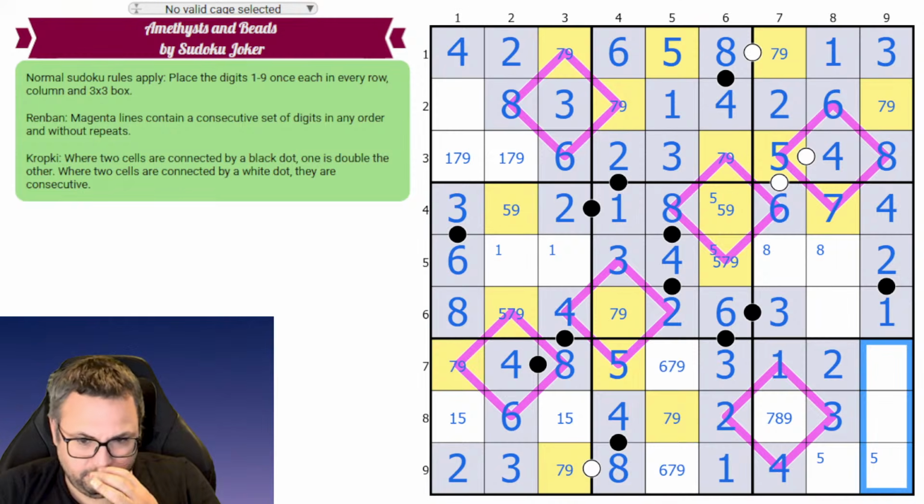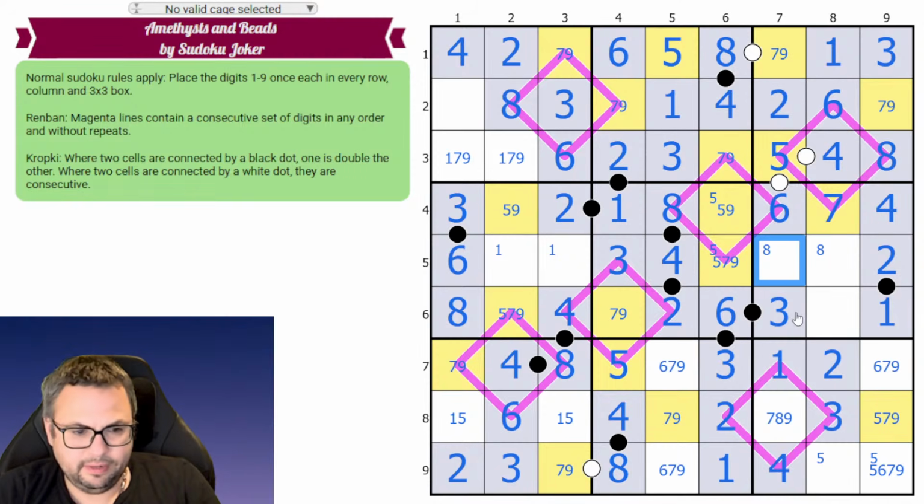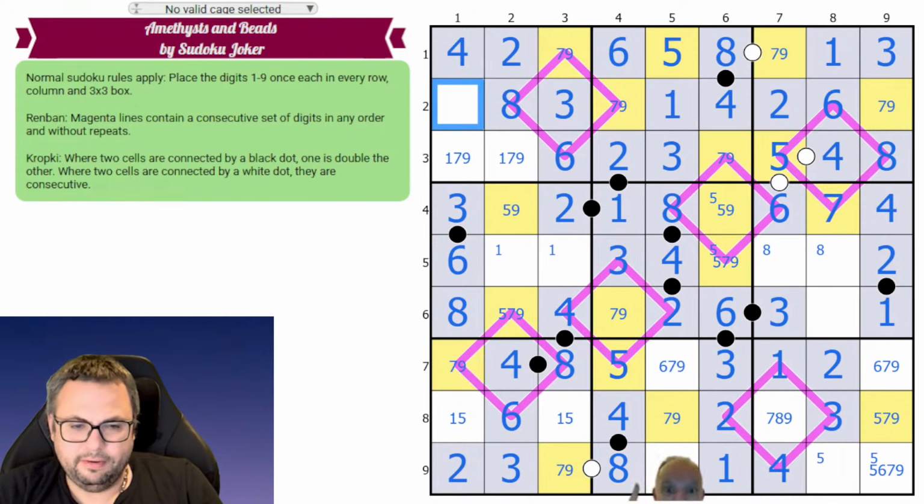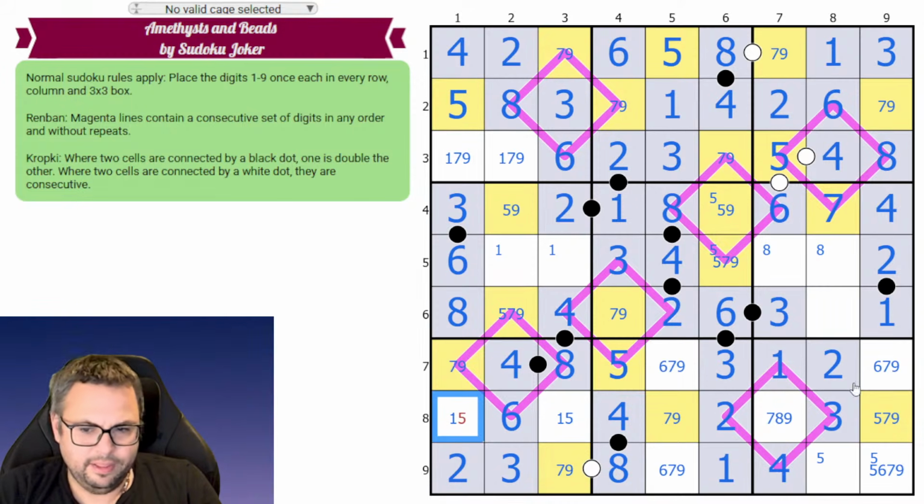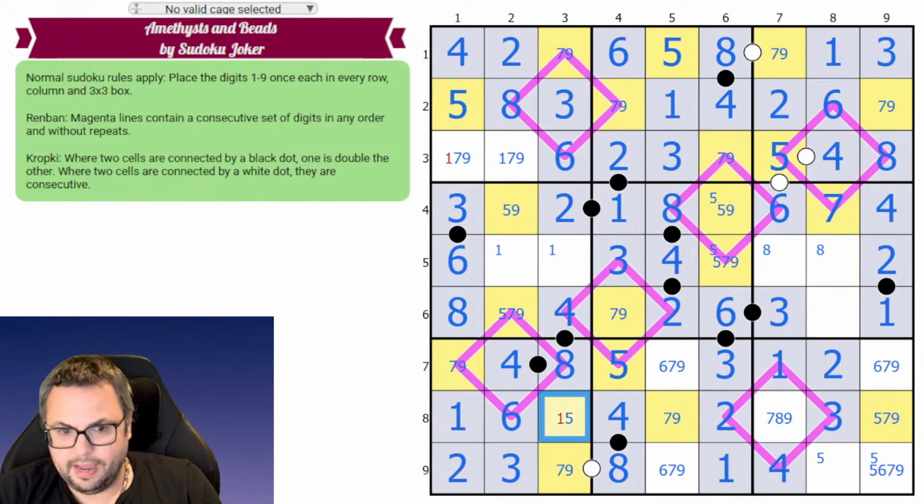This has not been the crispest puzzle logic-wise, I will say. This is a 5, 7, 9, so it's definitely yellow. Row 2 only has 1 digit left, is a good point, because we've got a 7, 9 pair over there. So that one's a 5. Makes that one a 1. Makes that a 5.